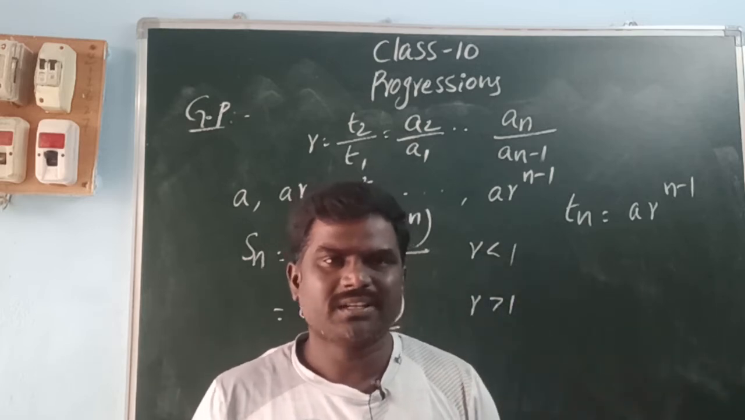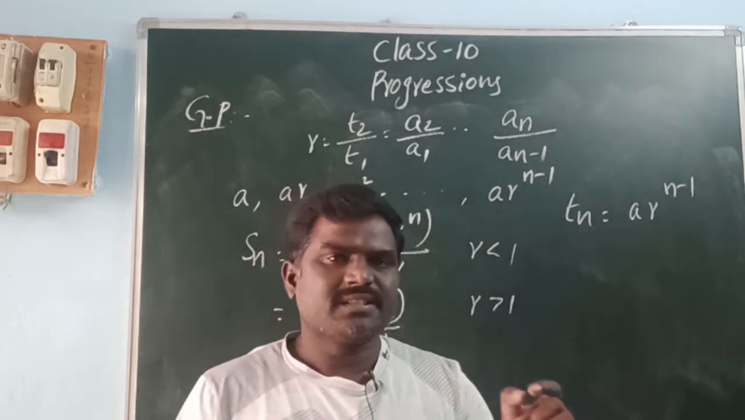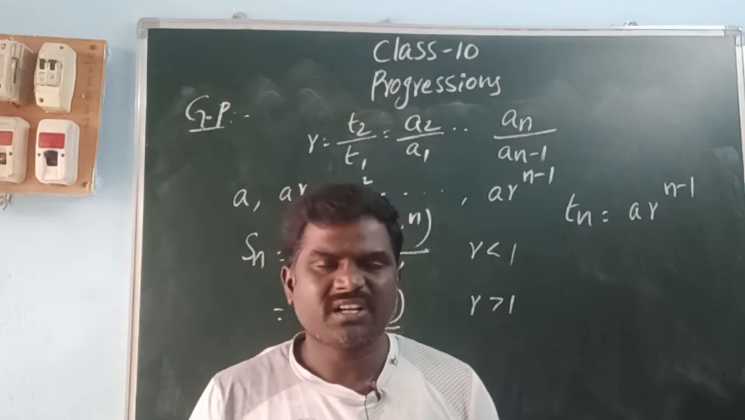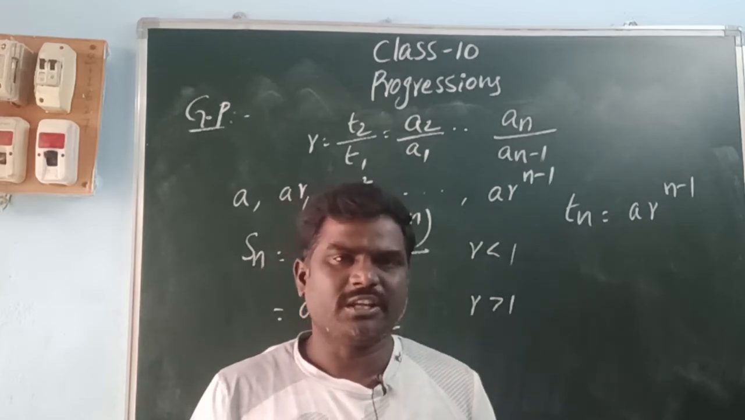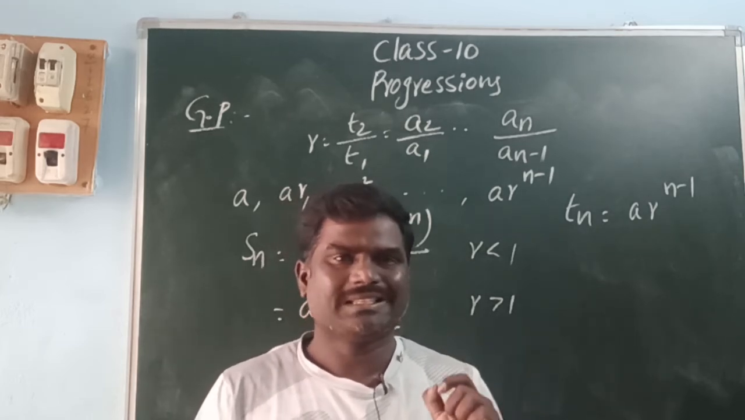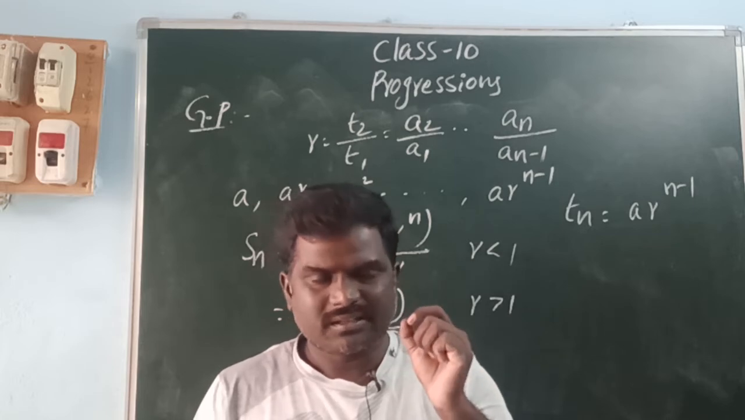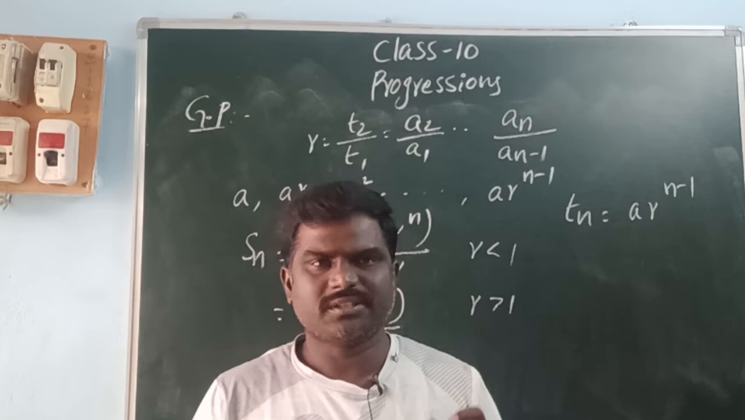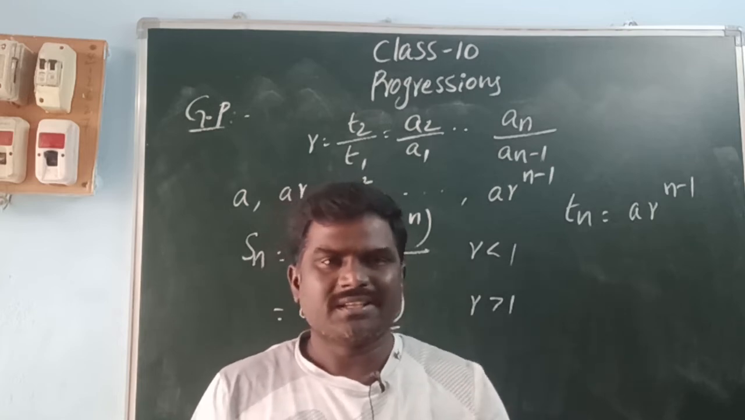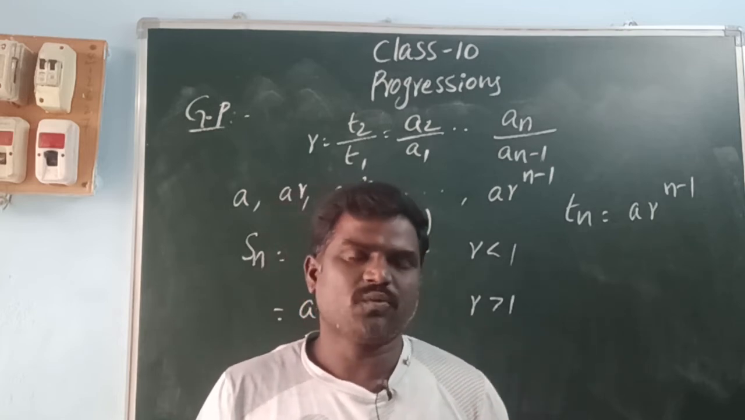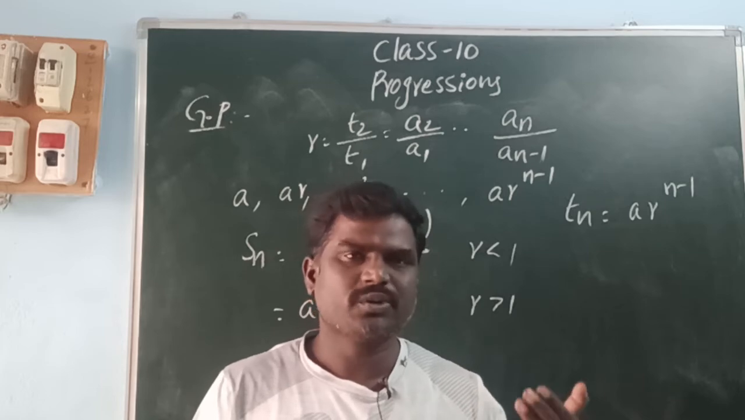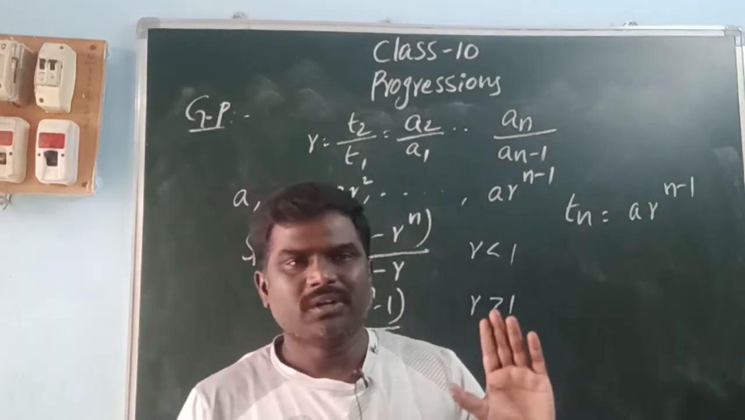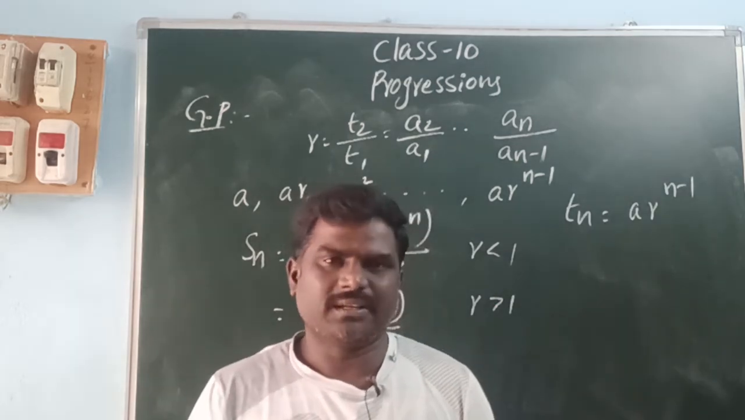Arithmetic progression means what? A progression which has the same common difference. What is called common difference? The difference between any two consecutive terms is the same. That constant is called the common difference, denoted by D. So the general form of arithmetic progression is a, a plus d, a plus 2d, a plus 3d and so on, a plus n minus 1 into d. That is called the last term or nth term.